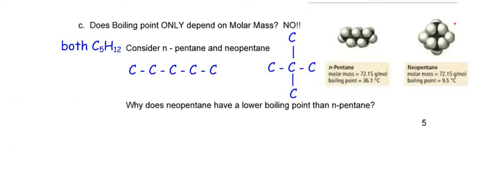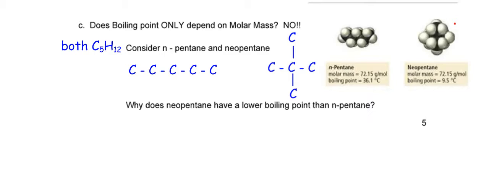Okay, so does boiling point depend only on molar mass? The answer is no. Okay, so it says consider n-pentane, which means normal pentane or straight chain pentane, and something called neopentane. I wouldn't call it that. I'd call it 2,2-dimethylpropane, but that's okay. What do you notice about both of these pentanes? They both have the same formula, C5H12. Therefore, they have the exact same molar mass, 72.15.